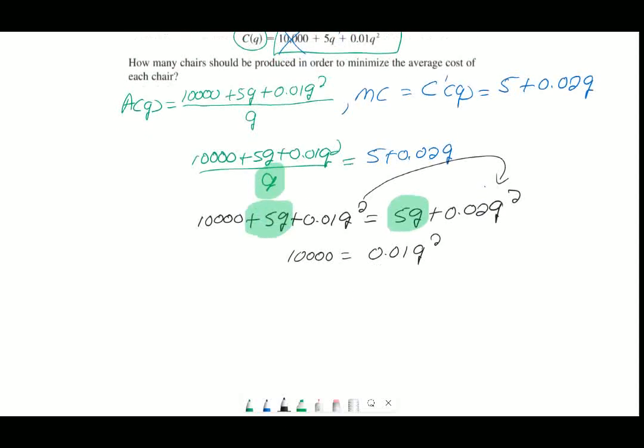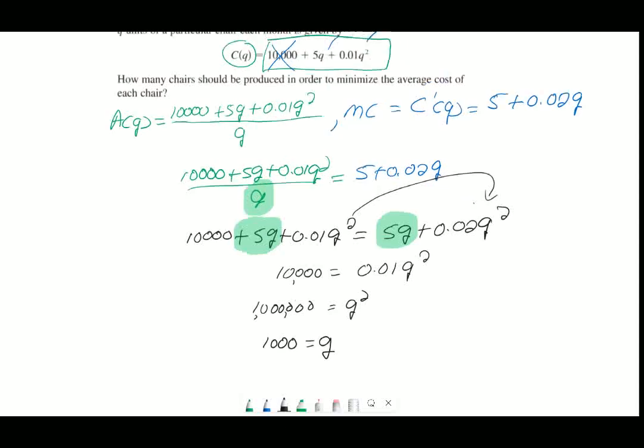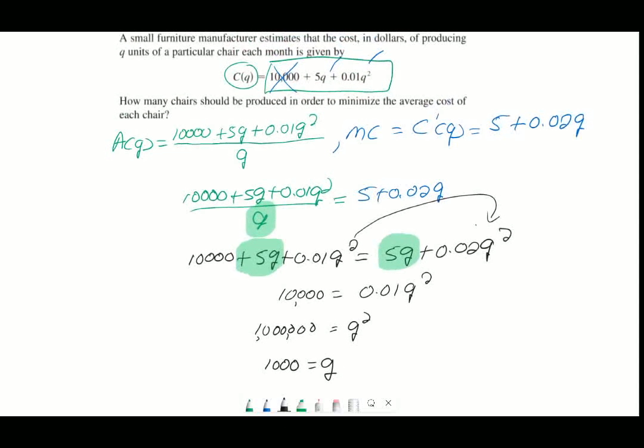I'm going to divide by 0.01, which is in essence moving my decimal place over two places. And that's going to give me Q squared. I'm going to take the square root of both sides. I will not have a plus or minus answer because there's no such thing as negative chairs. So when I take the square root of that, the positive root is 1,000, and that is the number of chairs that must be produced in order to minimize the average cost of this function.